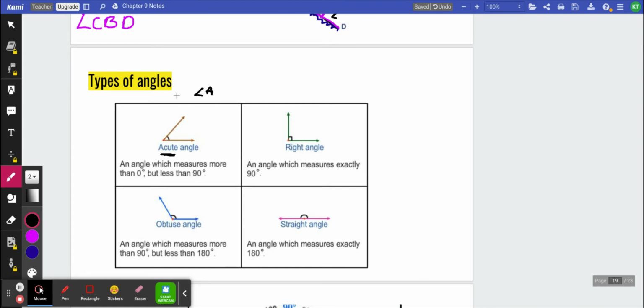To be acute, my angle has to be bigger than 0 but less than 90. It cannot equal 0, and it cannot equal 90. So 1 degree is acute, 2 degrees is acute, and so on, up to 89 degrees, which is acute.